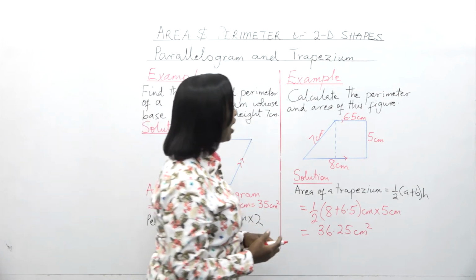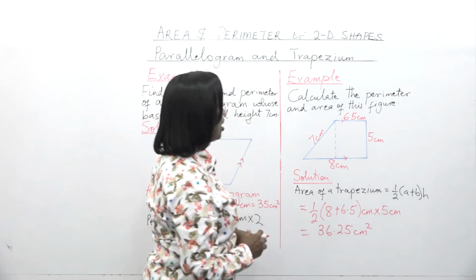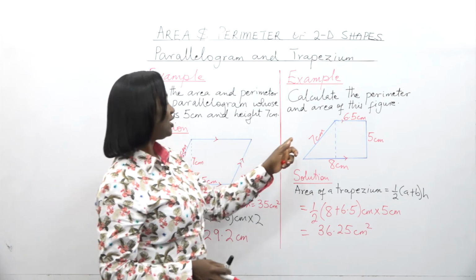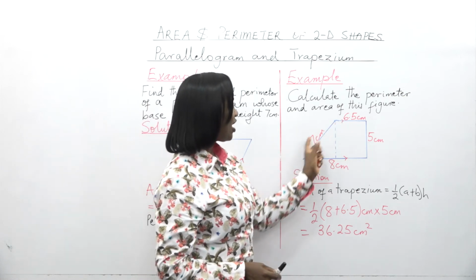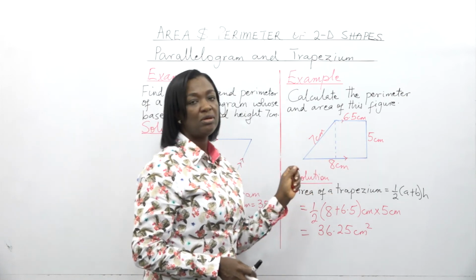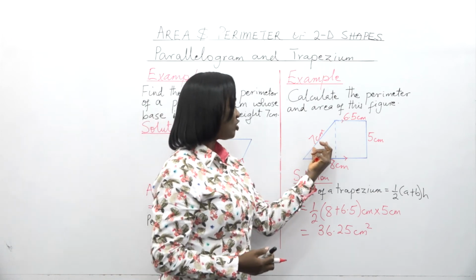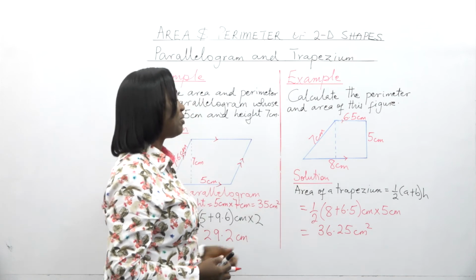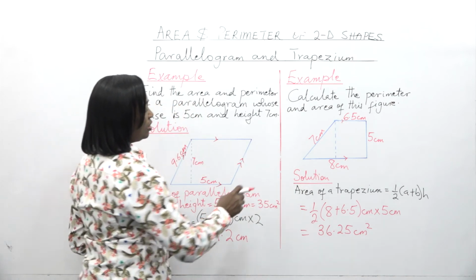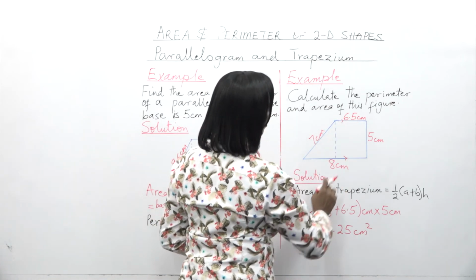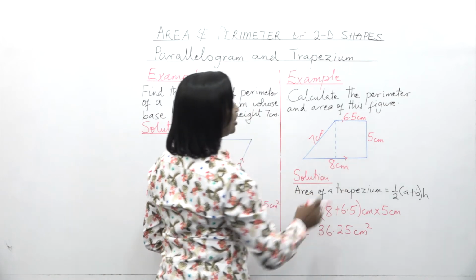In example 2, we have a trapezium. A trapezium is like a triangle and a rectangle joined together, like a compound shape made of a triangle and a rectangle. This is a type of trapezium. The parallel sides are 6.5 centimeters and 8 centimeters long.